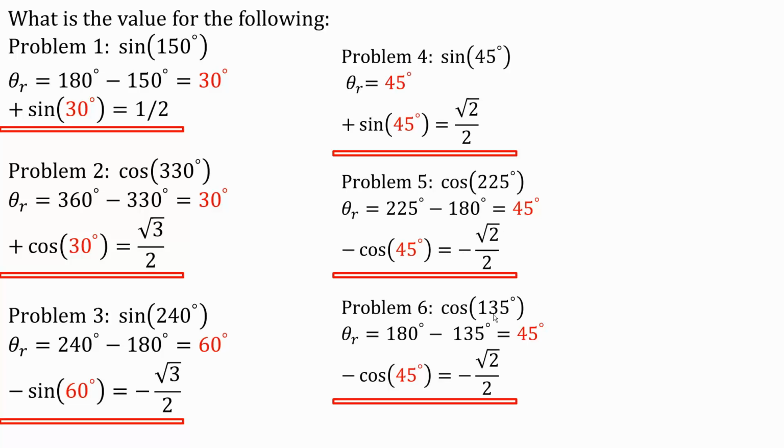And finally, cosine 135. We are in quadrant 2. So we have 180 minus 135, which is 45 degrees. And in quadrant 2, only sine is positive. So we have negative cosine 45, which is negative the square root of 2 divided by 2. And that's pretty much it for this video.